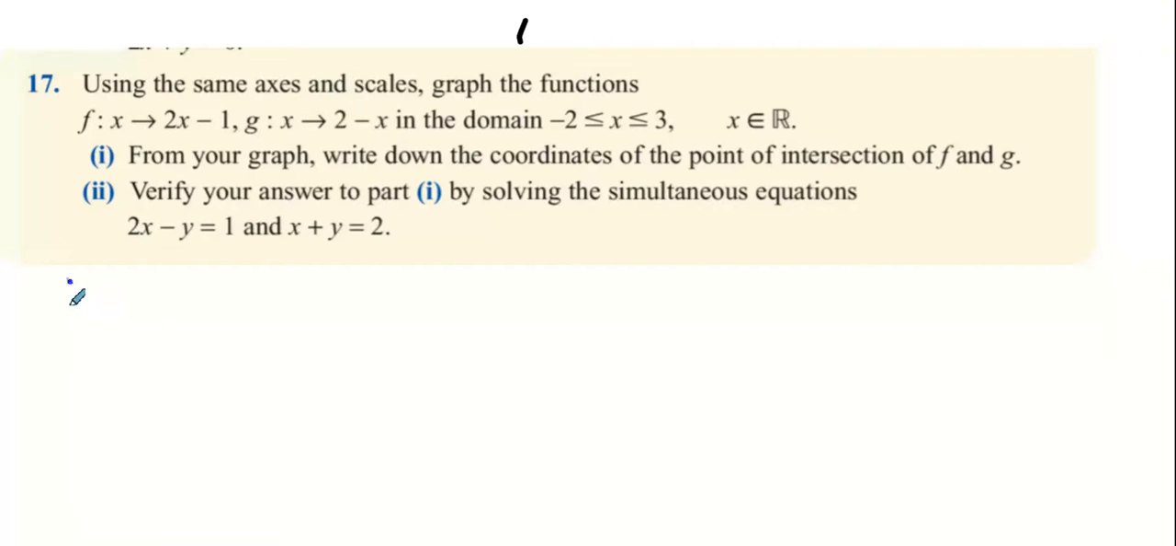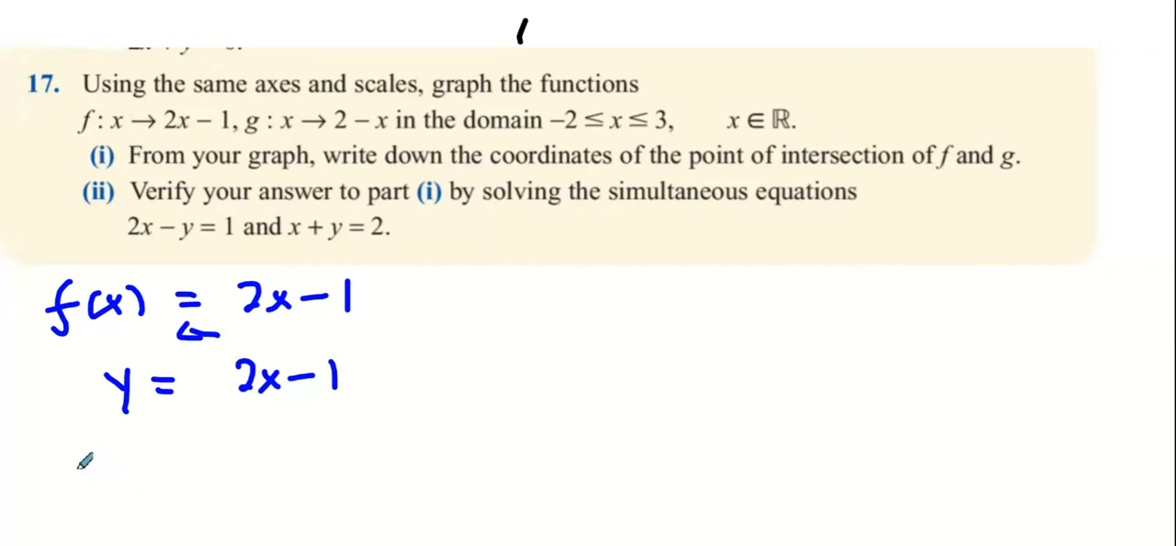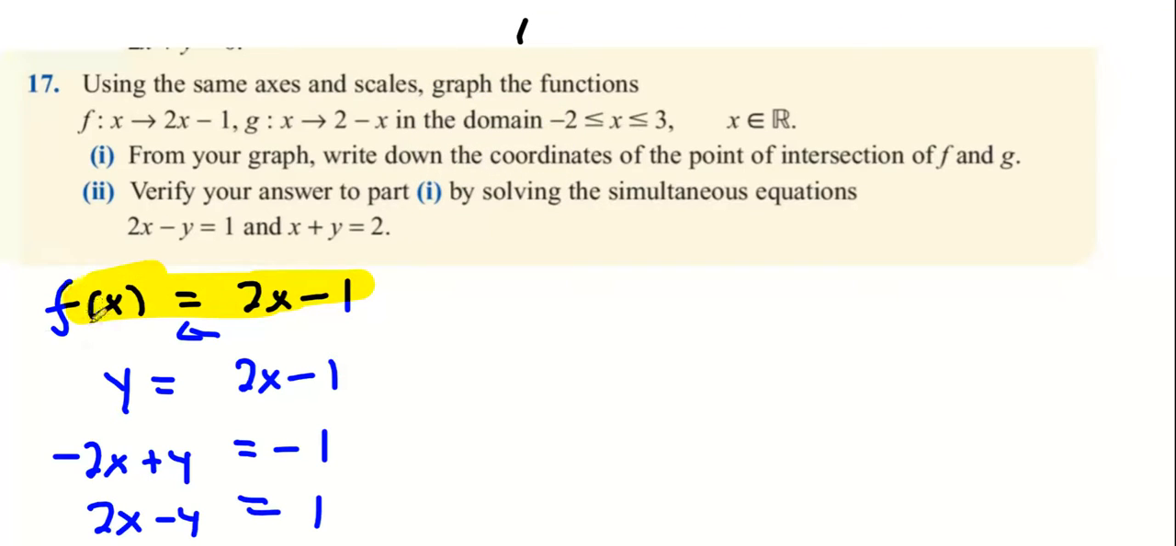Question 17 is very similar to question 16. f of x equals 2x minus 1. Might as well be the formula y equals 2x minus 1. Bring the 2x to the left and you get minus 2x plus y equals -1. Multiply both sides by minus, and we get this. So what I'm basically trying to tell you here is that when you draw this line, what you're actually doing is you're drawing that line. They're the same thing.